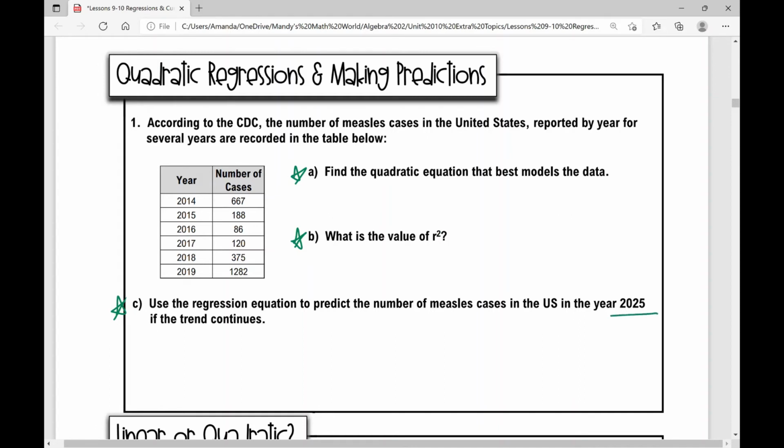in the year 2025. Now, we don't put years into our calculator, but the very first year, 2014, would be year 0. Every year after that is how many years it's been since 2014. So that would be year 1, year 2, 3, 4, 5, and then the year 2025. How many years after 2014 is 2025? Well, you can always do 2025 minus 2014, and you would get 11. So we would be looking at what is y when x is 11. So grab your calculator and let's do some statistics here.